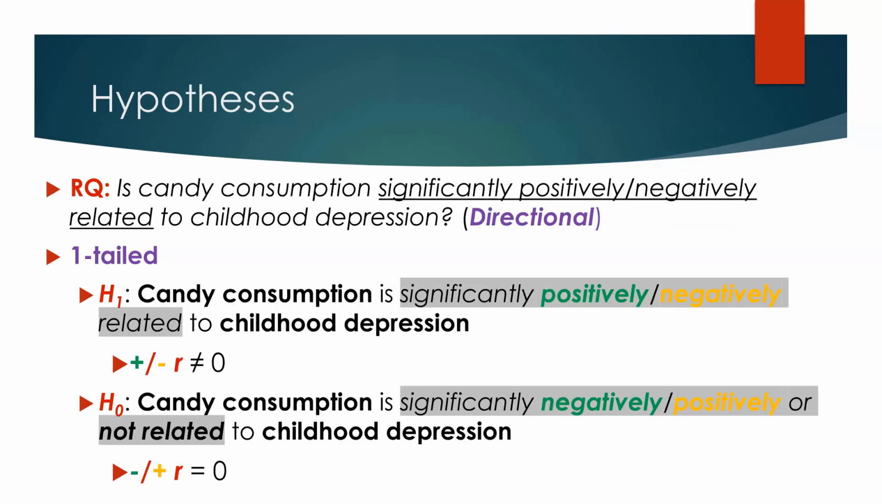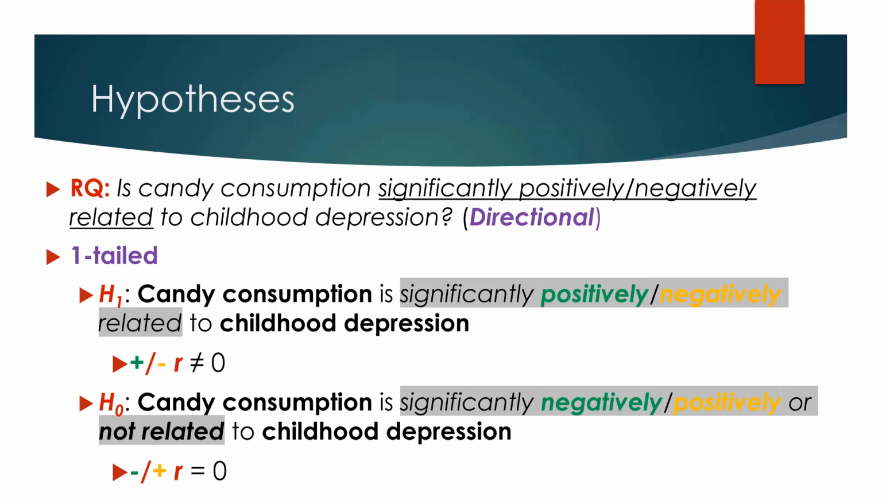Now, what if your question is directional? What if it specifies the relationship? Is candy consumption significantly positively related to childhood depression? Or the question could say, is it significantly negatively related to childhood depression? It's not going to say both of them; it'll say one or the other. So the hypotheses are directional and will be one-tailed. Whatever the research question specified, the alternative says yes to that. Let's say the research question asked, is candy consumption significantly positively related to childhood depression? The alternative says yes, it is positively related to childhood depression. So it's essentially saying that the R score will not equal 0 and will be a positive R score.